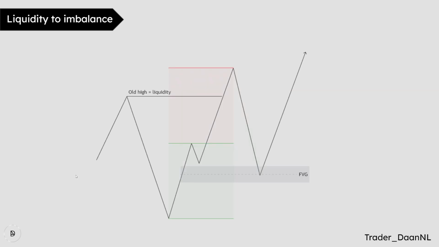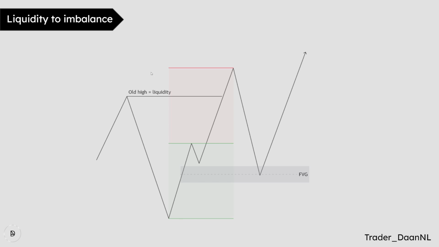And now we're going to take a look at it the other way around. So when you take a look at this schematic, you can see that we have traded upwards and we created this swing high. Afterwards, we traded down and up again. We took out external range liquidity in the form of this old high.